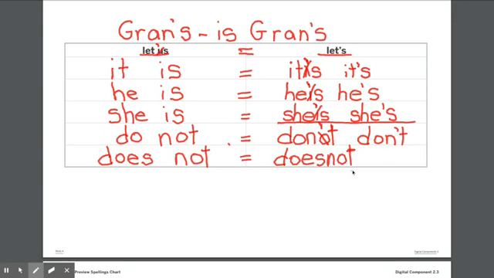So when we say the word doesn't, again, we don't hear that O, and we put an apostrophe. So we're going into doesn't. There's does. Nice job.